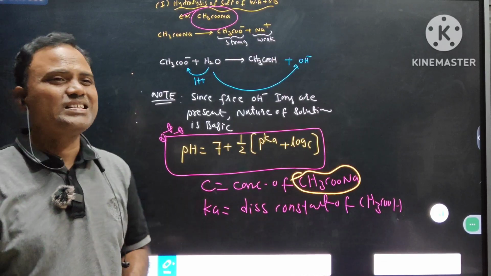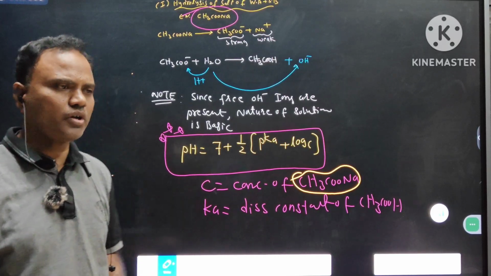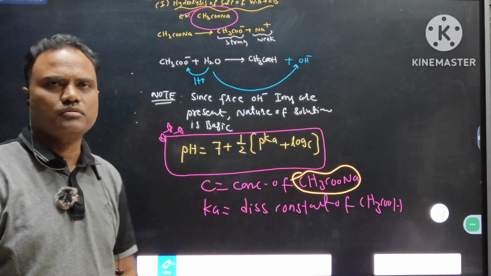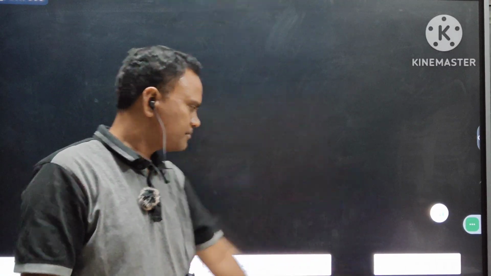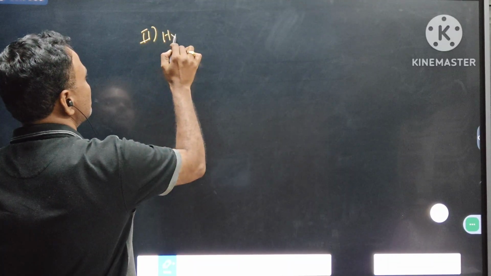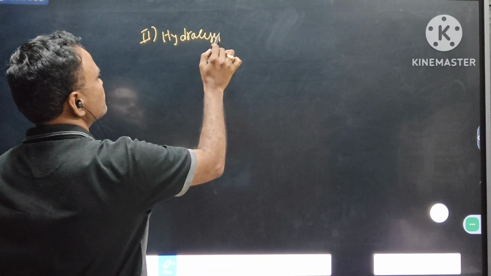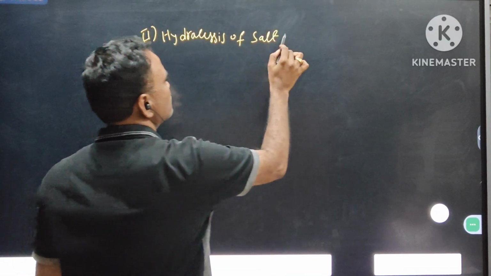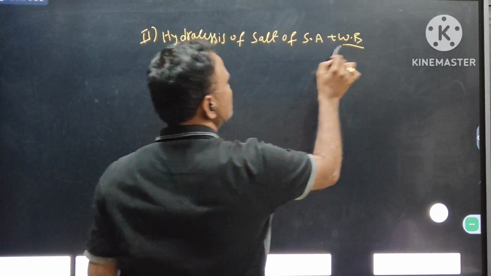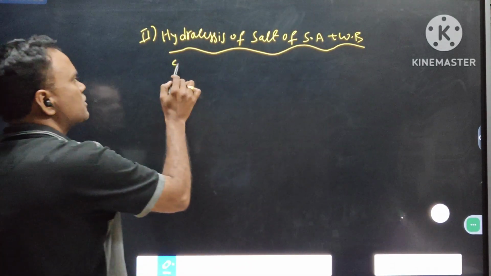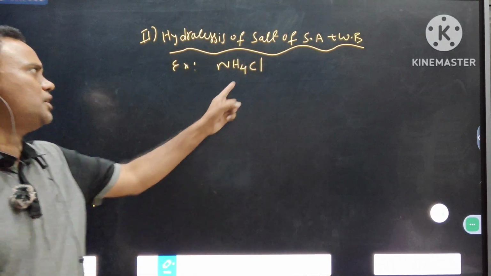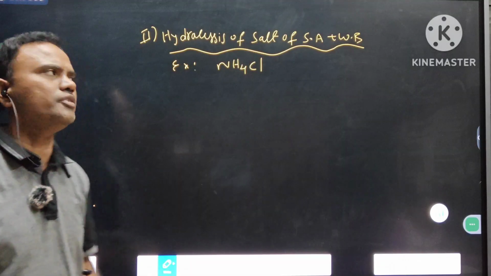What is the next category? Strong acid plus weak base. Shall I go to the next page? Okay. Roman number 2: hydrolysis of a salt of a strong acid plus a weak base. Example for this, ammonium chloride. It is formed by HCl and NH4OH, a strong acid and a weak base.